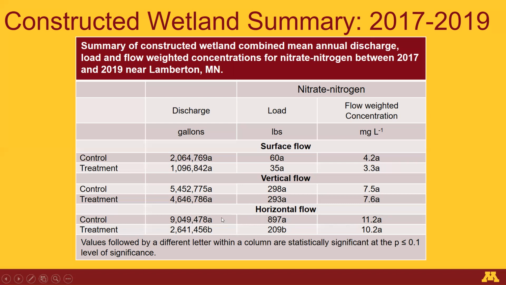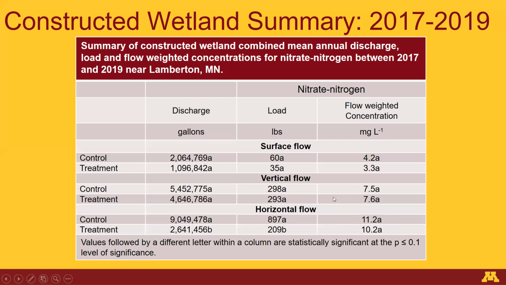This is mainly due to a change in the hydraulic loading rate at the outlet of the system. So there was a lot more flow coming out of the control compared to the treatment system. So most of the treatment that we had in that system was really related to the volume of water that was exported from there, because there was no statistically significant difference in the flow weighted nitrogen concentration.